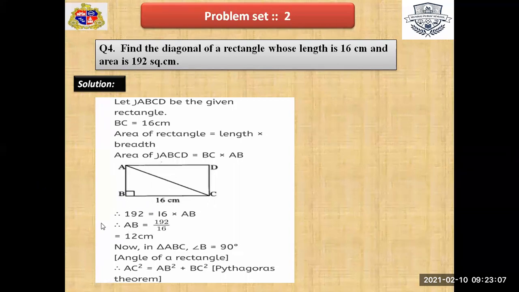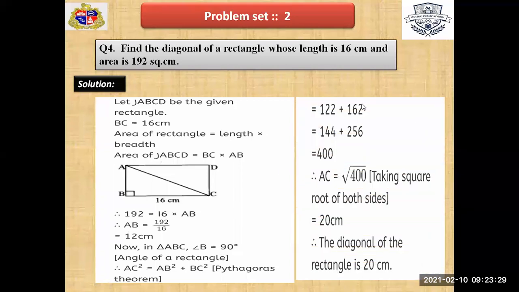So now in triangle ABC, angle B is 90 degree. Okay, each angle is 90 degree. So according to Pythagoras theorem, hypotenuse square is equal to the sum of the squares of the remaining sides. So AC square is equal to AB square plus BC square. Okay, then substitute the values: 12 square plus 16 square.